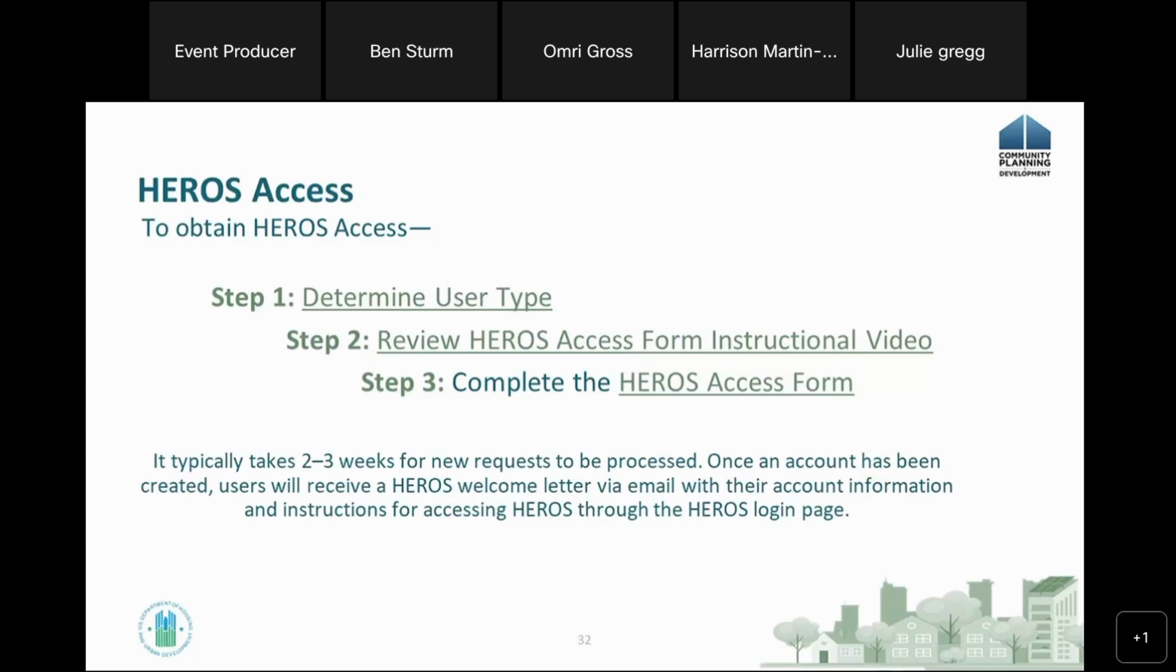On this slide, Step 3 includes a direct link to the form in case you need to access that. Once submitted, it will take around 2 to 3 weeks for your request to be processed. Once your account has been created, you will receive a HEROS welcome letter via email with your account information and instructions for logging in. One other thing to note here, you should make sure you keep the PIN that you create for HEROS somewhere accessible. In the event that you need to reset your HEROS password, you'll need to know what that PIN number is. Next slide, please.